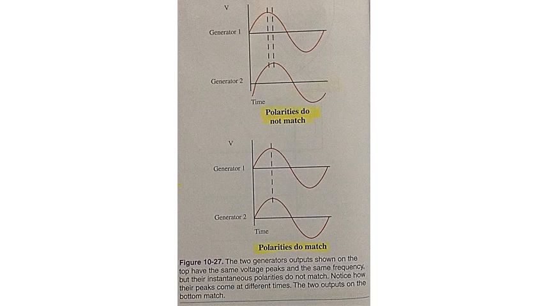Figure 10-27 shows sine waves of matching and non-matching instantaneous polarity. Each generator is producing a 120 volt output at 60 Hz. However, in the waves shown on the top, the third requirement, instantaneous polarity, does not match. The two sine waves in the figures are slightly off. Notice how their peaks do not align on the time axis.